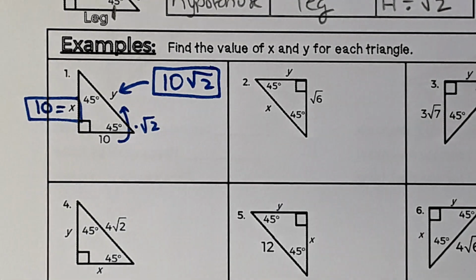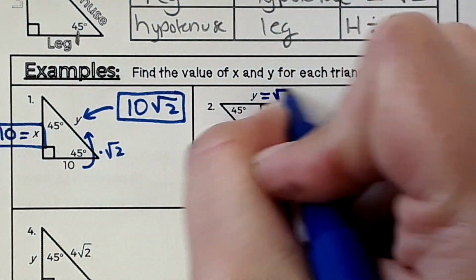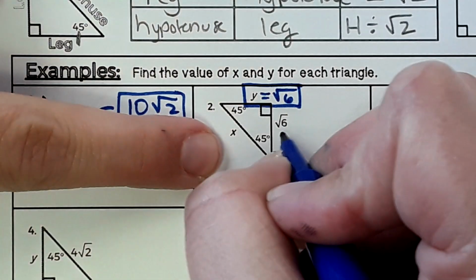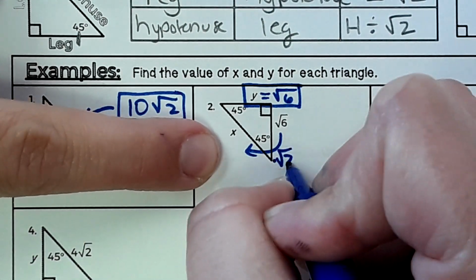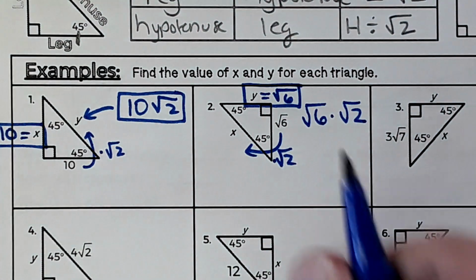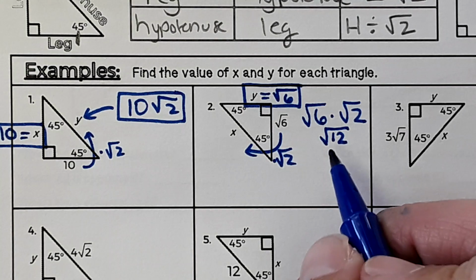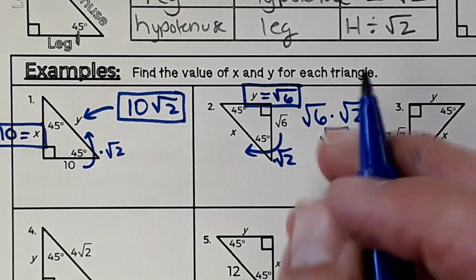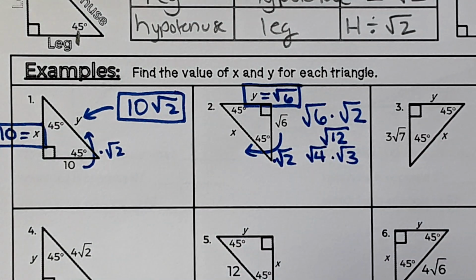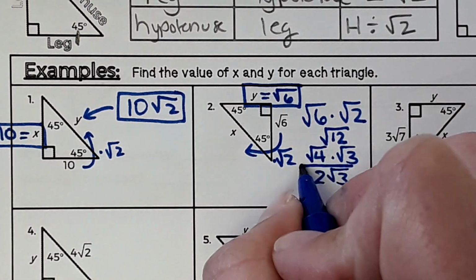Okay, the second one shows us the leg right here is square root of 6. This leg would be the same length, so this is also square root of 6. And then to get the hypotenuse length, we multiply by square root of 2. So it's square root of 6 times square root of 2, which would be square root of 12. However, that's not in simplest form. So we can break up 12 into square root of 4 times square root of 3. Square root of 4 is 2. And so this is the answer.